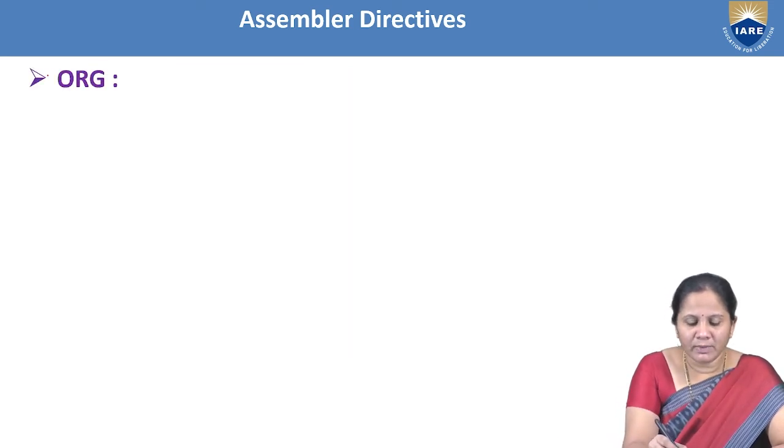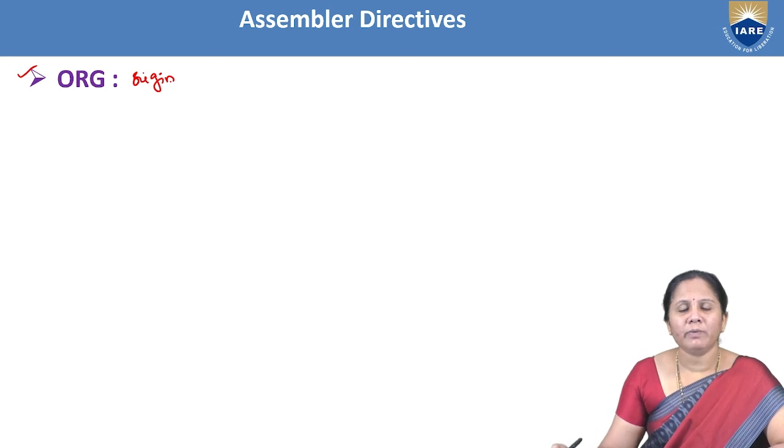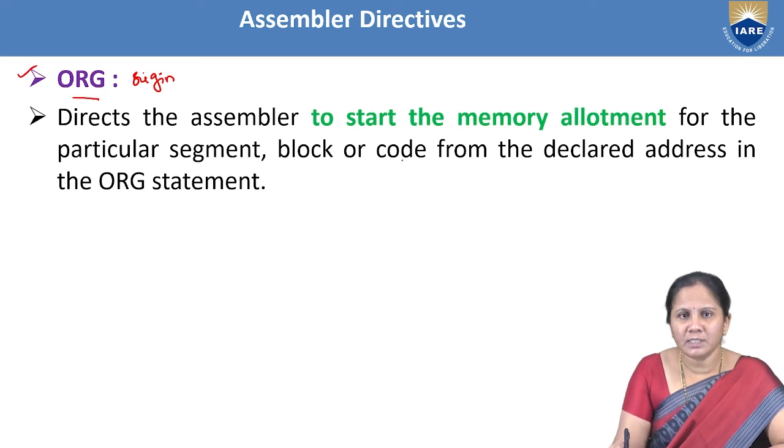And the next assembler directive is ORG. ORG represents origin. That means from which address the memory allotment has to start, the origin of the memory allotment. For example, if you are not using this ORG assembler directive, the assembler is going to allocate the memory locations by default from 0, that is 0000H.